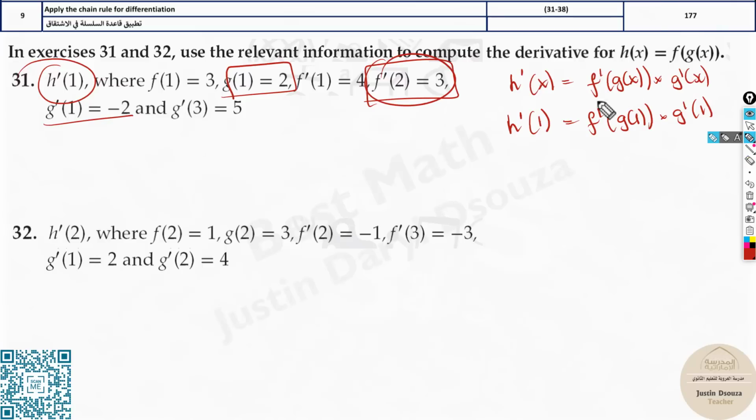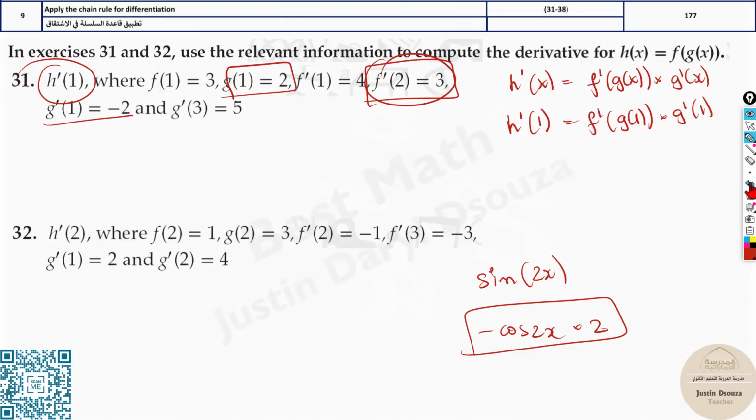I'll just give an example in terms of functions. If you had sine 2x here, now what happens? You derive sine first, it will be cosine 2x, and then you derive whatever is inside. The derivative of 2x is 2, right? So this is the same thing that is happening over here now. I hope that is clear.